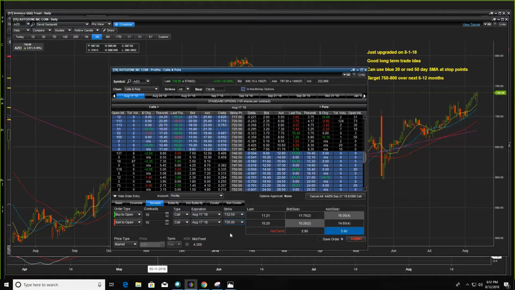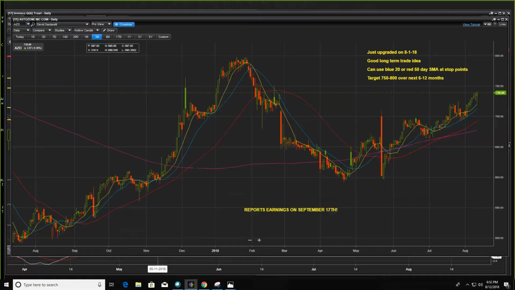It's not giving me the accurate prices for these. Let me see the 735, 740. E-Trade decided not to update the charts here. That's still not right. All right, so we won't go over that example. E-Trade, the option chain there is not right.